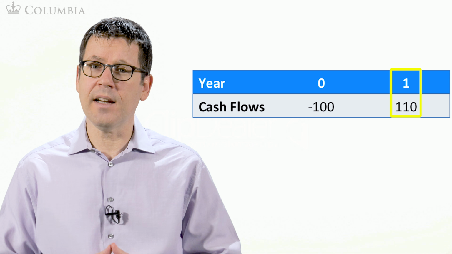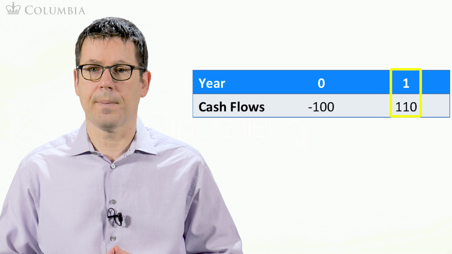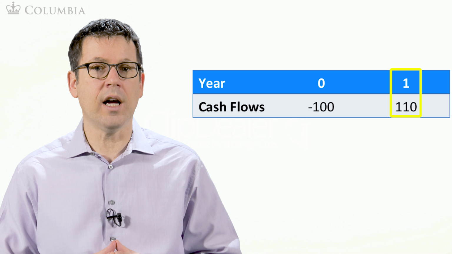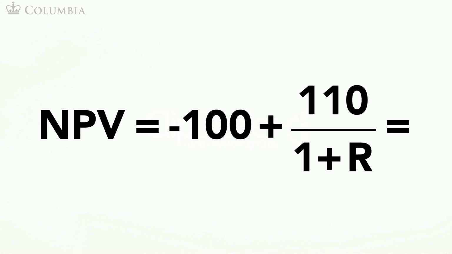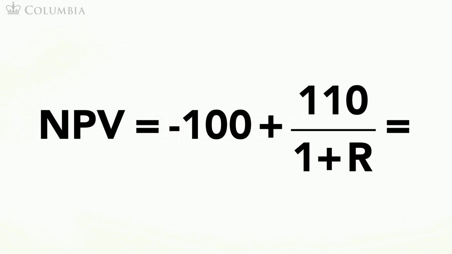To find the IRR, we need the rate of return at which the NPV of this project is zero. Let's start by writing down the formula for the NPV of this project. The first term is minus 100. Remember that this amount is negative in the NPV formula because it's money that you pay out. The next term is $110 discounted to today at some rate R.